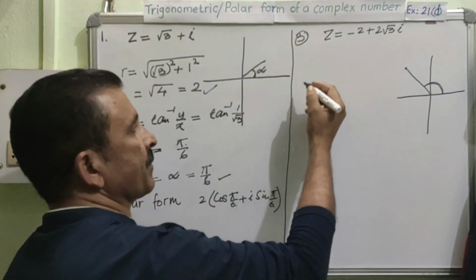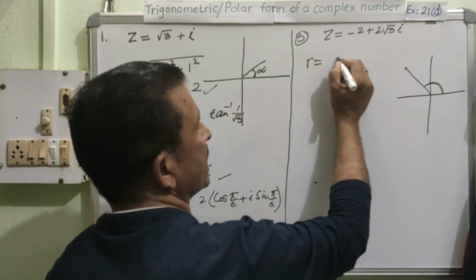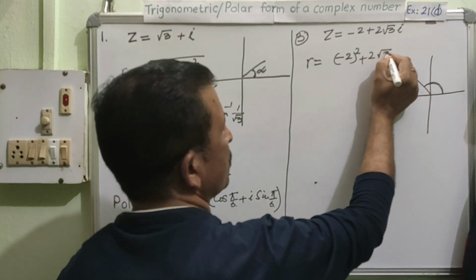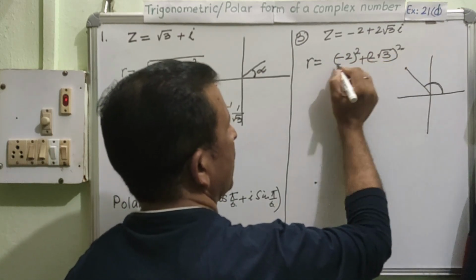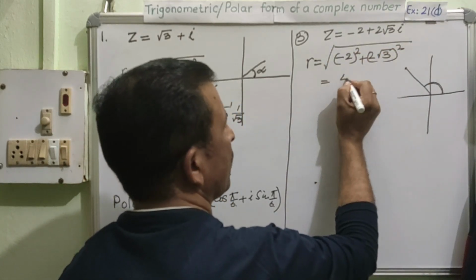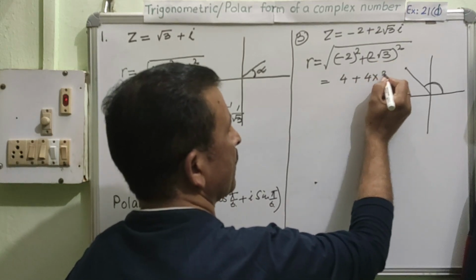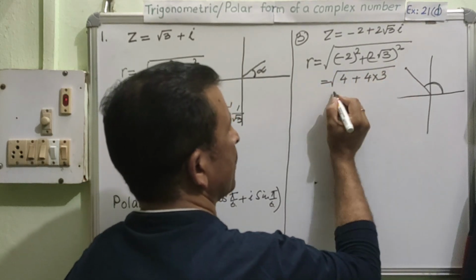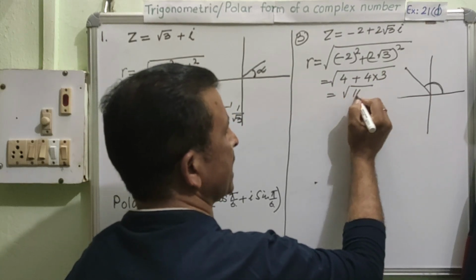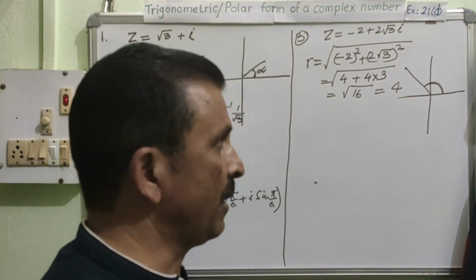Now we are going to start first of all with the modulus. R is equal to the modulus, that is the root of -2 square plus 2 root 3 square. This is -2 square means 4, and this is 4 into 3. This is equal to 4 times 3 is 12, plus 4 is 16, root over 16, and the square root of 16 is 4. So this is the modulus of our complex number.